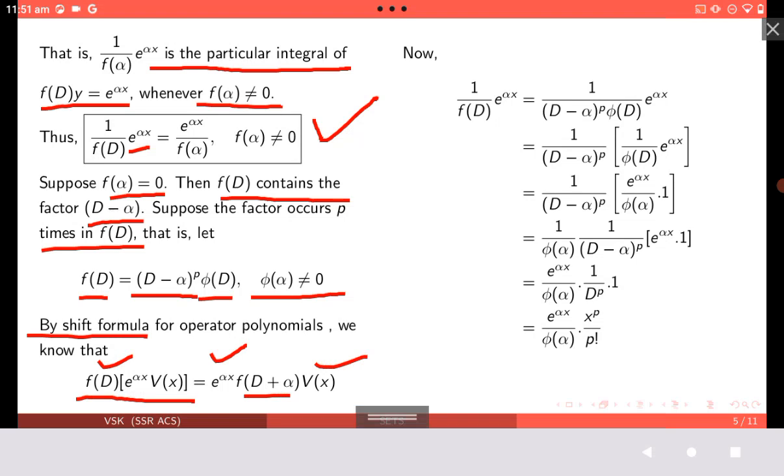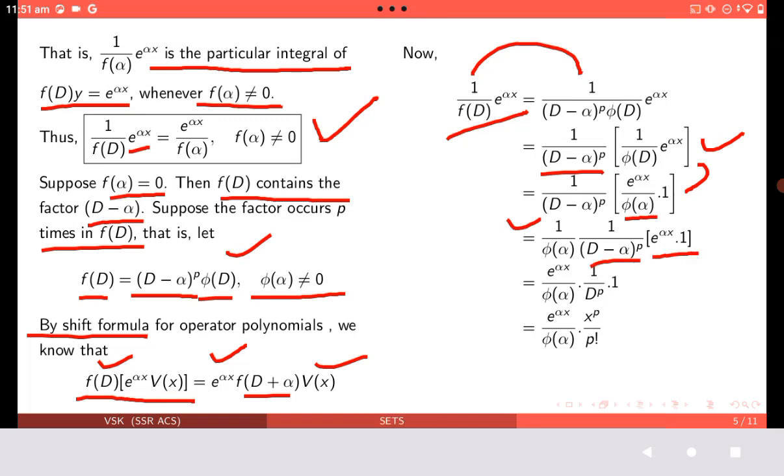Now we'll use this over here. So we'll start with 1 upon F(D) on e to the power alpha x. This can be written as, because this expression is this from here, 1 upon (D minus alpha) to the power p phi(D) applied over here. Now 1 upon phi(D) gives phi(alpha), which is not equal to 0. So this will simply become e to the power alpha x upon phi(alpha) into 1. We can write here 1. Now this 1 upon phi(alpha) goes out. Now we'll operate 1 upon (D minus alpha) to the power p on e to the power alpha x into 1.